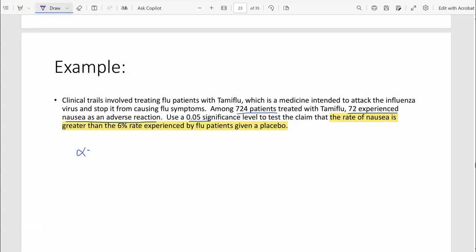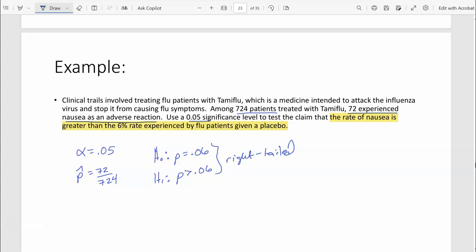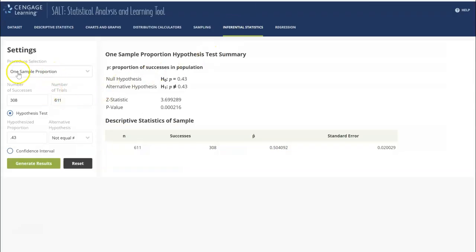We know alpha is 0.05. Our p hat is going to be 72 out of 724. Our h naught is looking at the 6%. We're testing the claim that it is greater than 6%, which tells us this is a right-tailed test. So let's find our p-value. We're going to go to our software and we're going to type in everything we know.